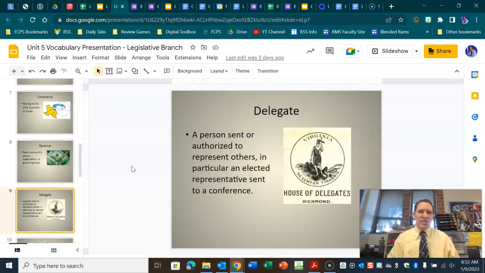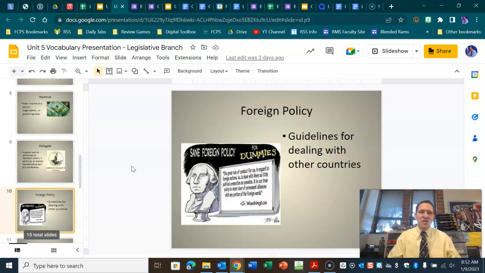All right, delegate is the next one. A delegate is someone that represents a certain group of people. It might be someone who is selected to do something or elected to do something. We have a House of Delegates in Virginia. Representatives in Congress are also delegates. They represent a certain section of the population. Foreign policy, how does our country deal with other countries? And that is one of the powers of our national legislative branch, and our executive as well, creating a foreign policy.